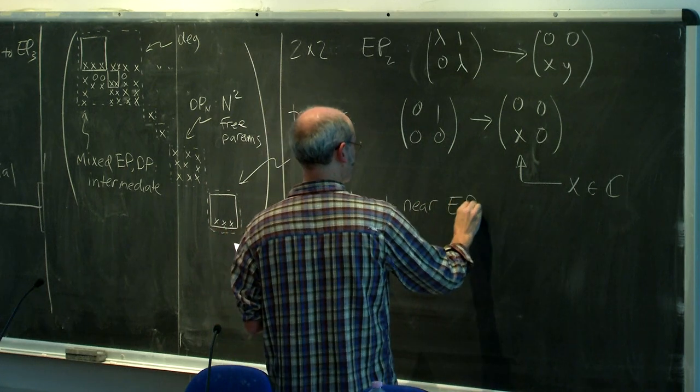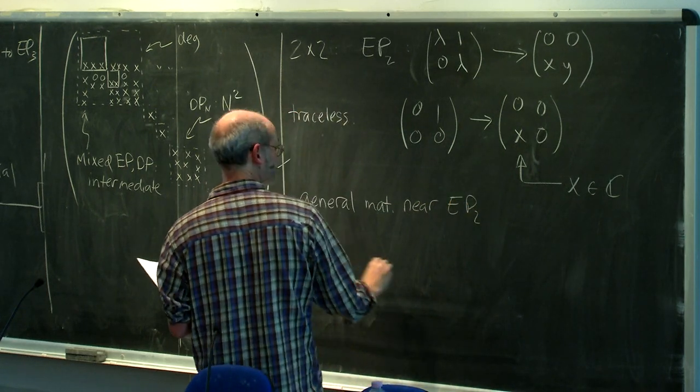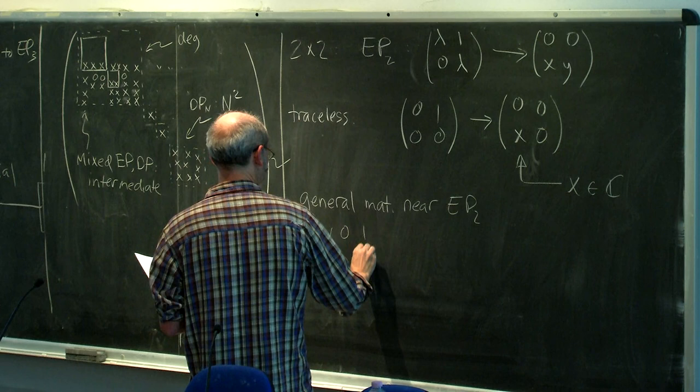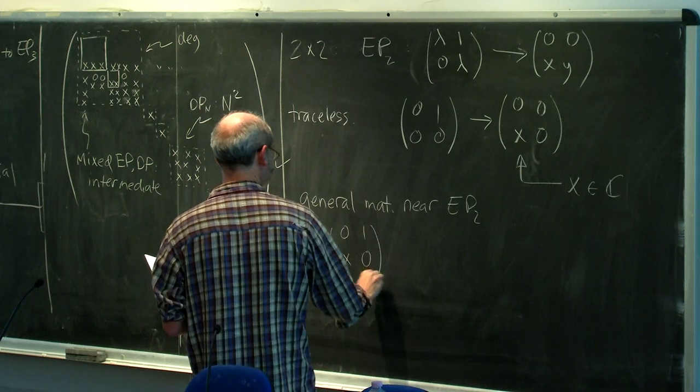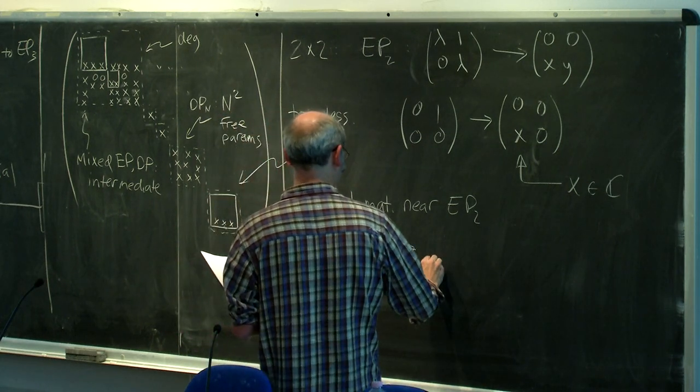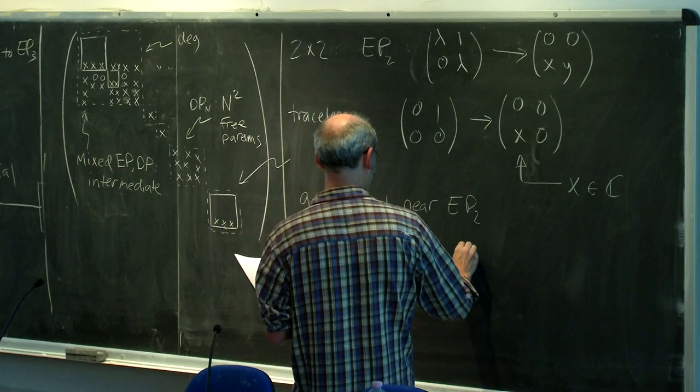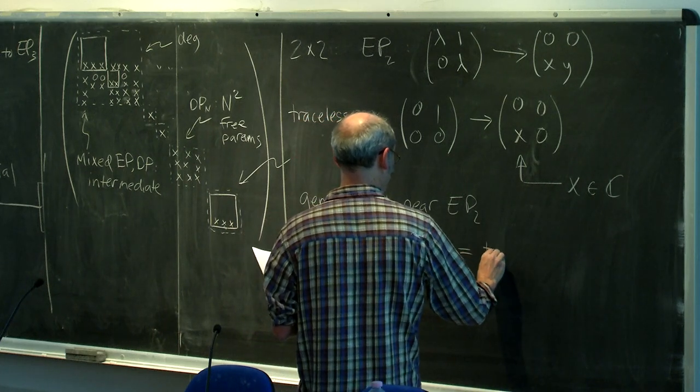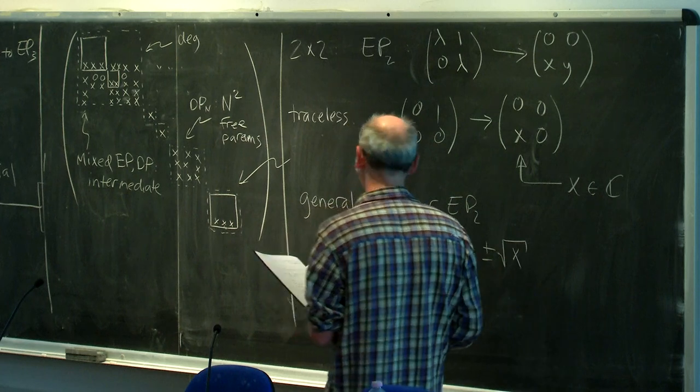So the most general matrix near EP2 has the following form. It's just the EP2 plus the perturbation. And this has eigenvalues, two of them, which are just plus or minus the square root of x.